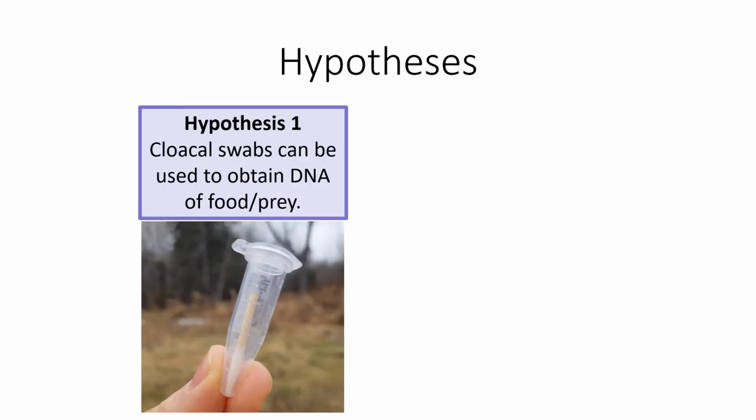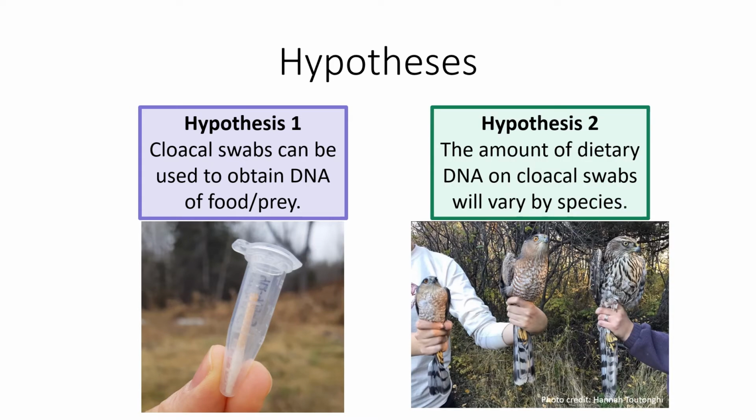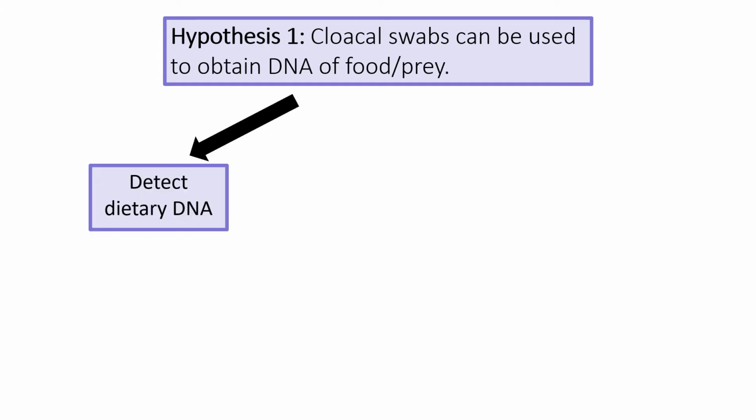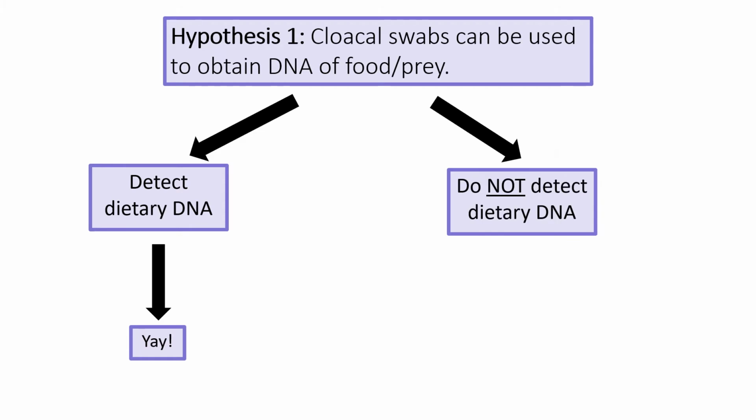So my project had two main hypotheses. The first hypothesis was just that cloacal swabbing could be used to obtain DNA of food or prey. And the second hypothesis was that the amount of dietary DNA on the cloacal swabs would vary between species of raptors. So for my first hypothesis, I foresaw two possible outcomes. First, that the cloacal swabs would detect dietary DNA, in which case I'd be a super happy master student, or that they would not detect dietary DNA.